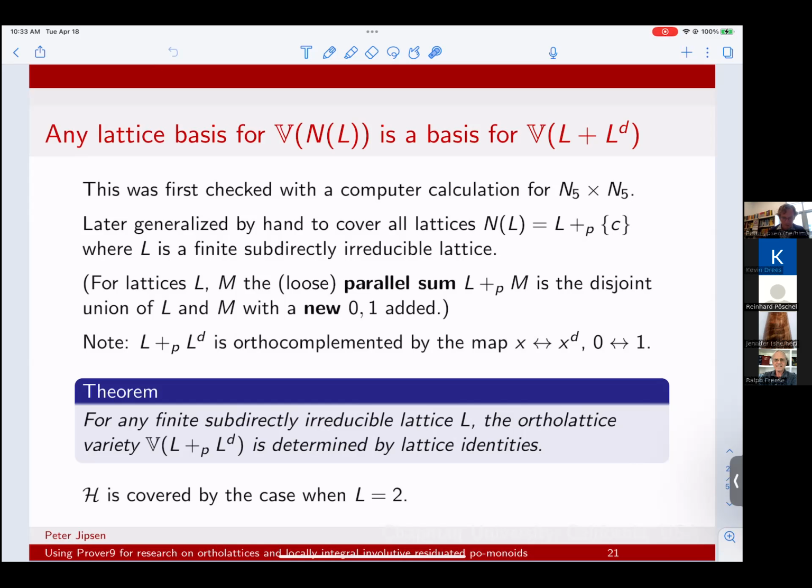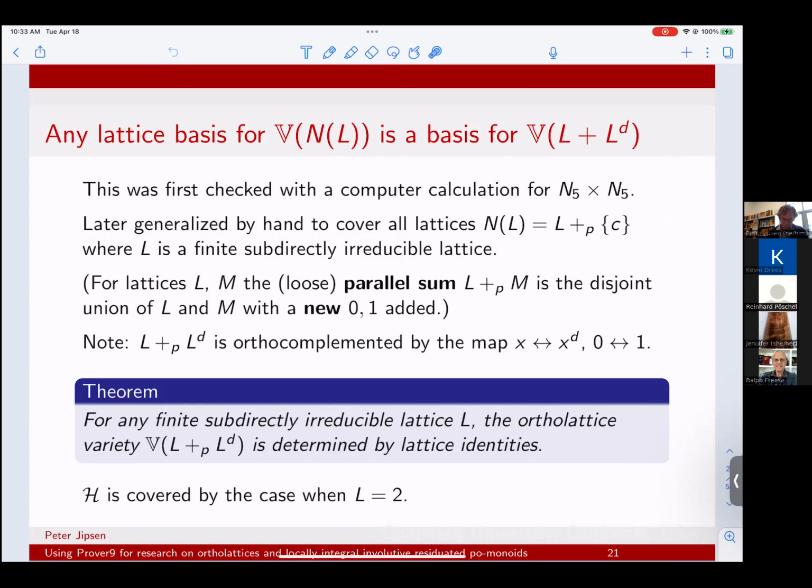And then it was later generalized by hand to cover all the lattices which are the parallel sum of a lattice L and another single element. And parallel sum here means you take the union of the two lattices, L and the one-element lattice in this case, and then you add a new top and a bottom to make something that looks like that.